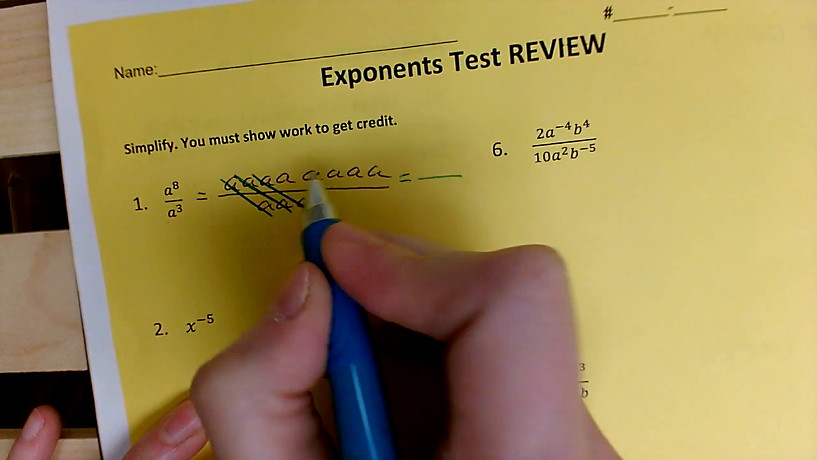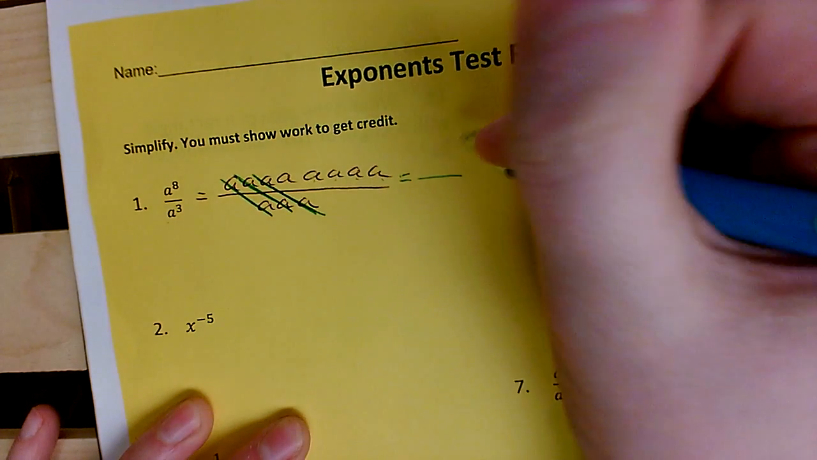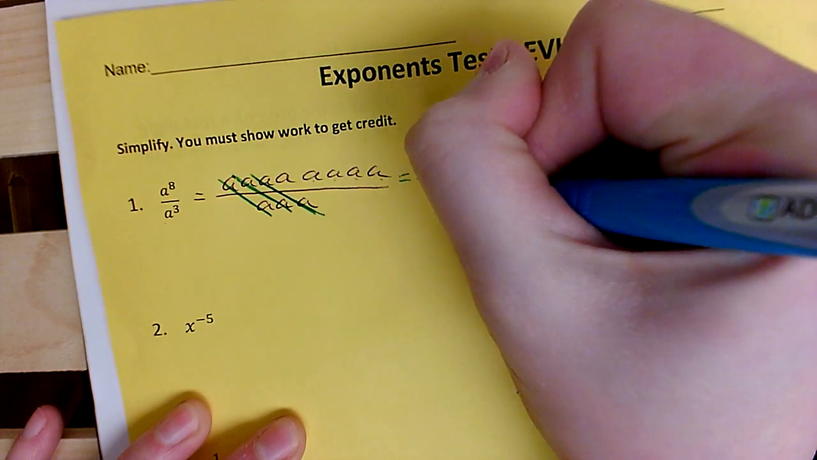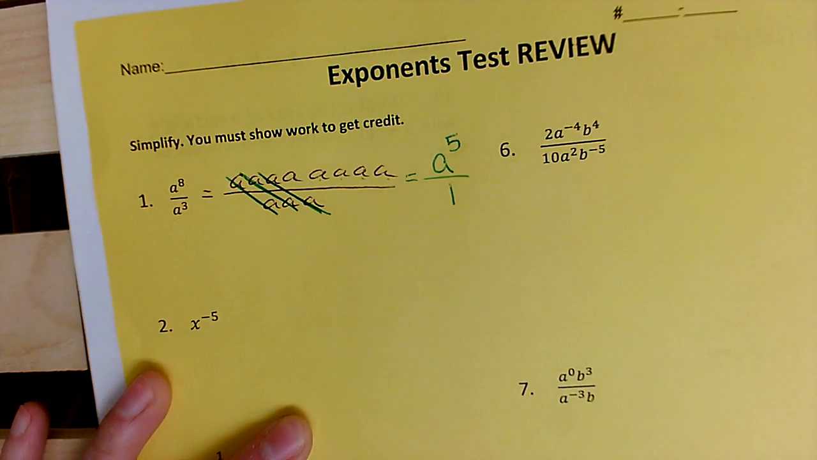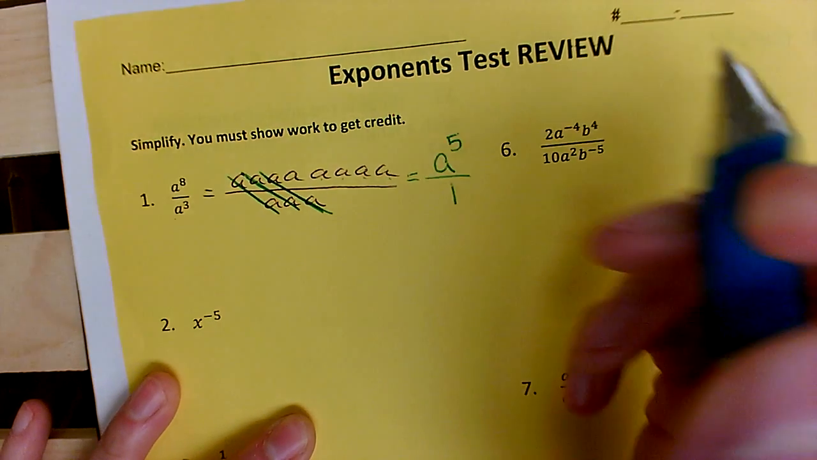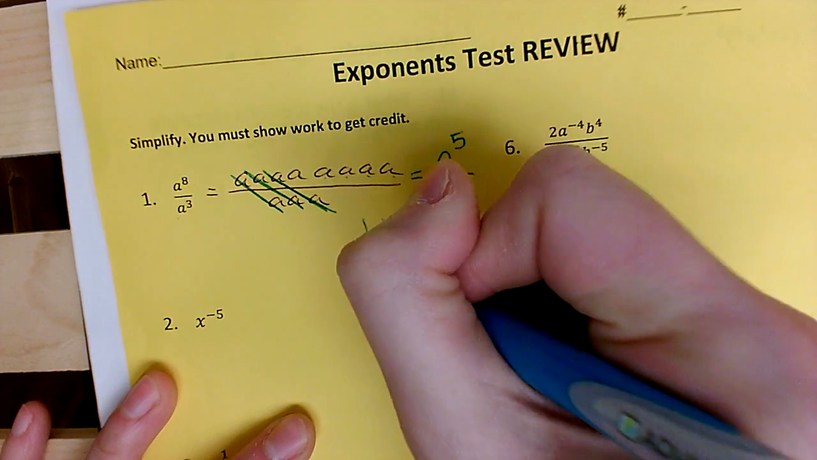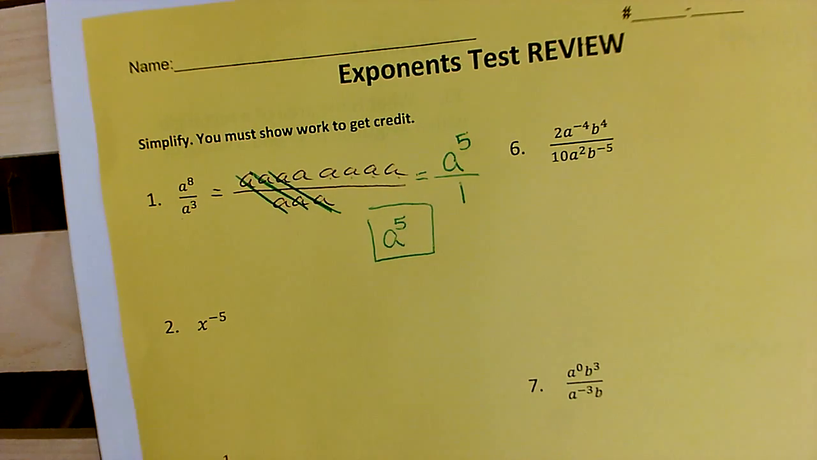Well, what I have remaining is 1, 2, 3, 4, 5 A's being multiplied together, which is a to the 5th. On the bottom, I didn't have anything remaining, so I put a 1. And anything divided by 1 is still just itself. So whenever you have a 1 on the bottom of your fraction, you can get rid of it.